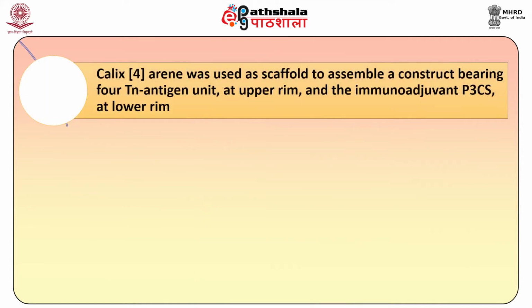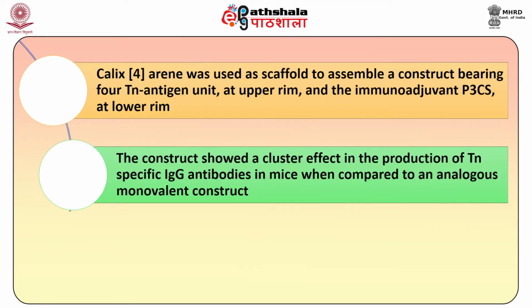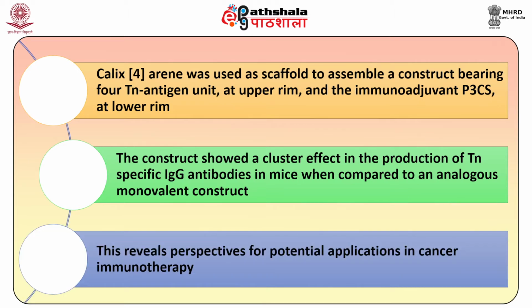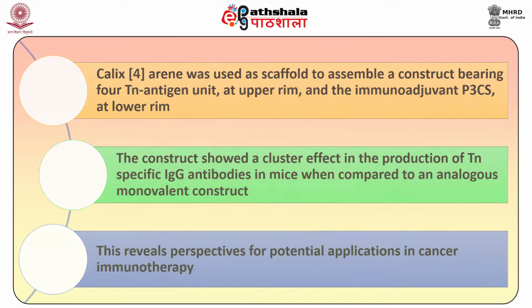Calixarene was used as a scaffold to assemble and construct a bearing of 4 Tn antigen units at the upper rim and the immunoadjuvant P3CS at the lower rim. The construct showed a cluster effect in the production of Tn-specific IgG antibodies in mice when compared to an analogous monovalent construct. This reveals perspectives for potential applications in cancer immunotherapy.